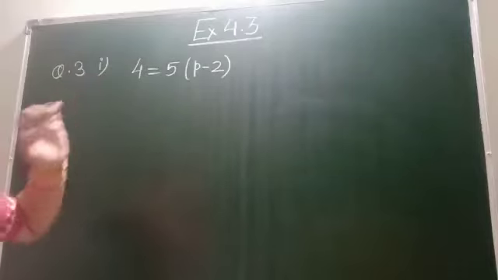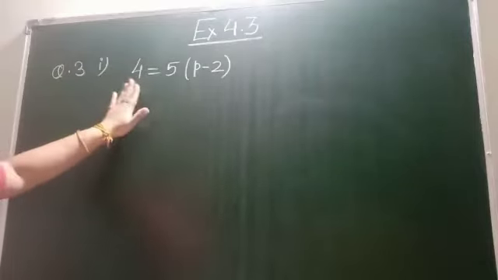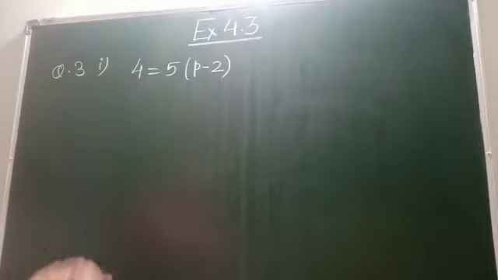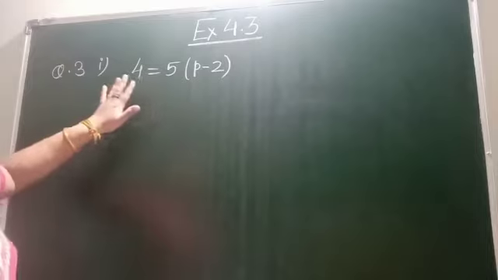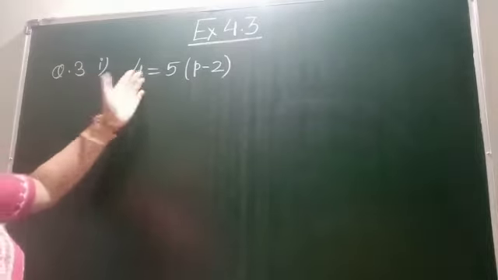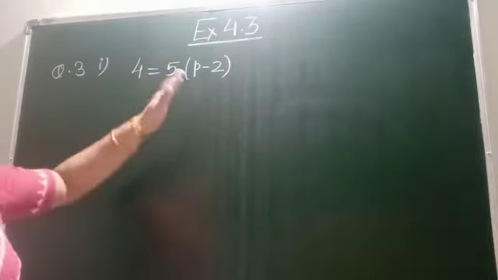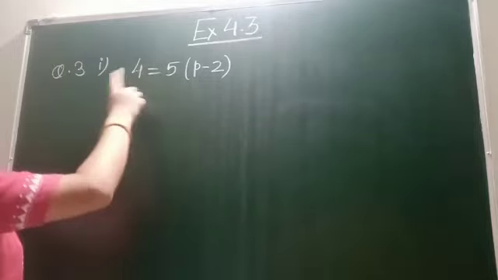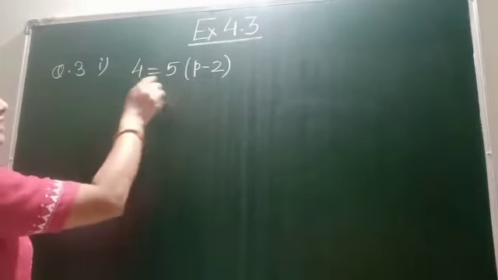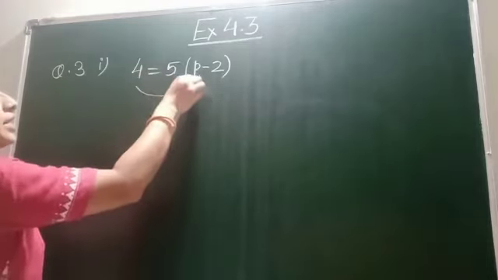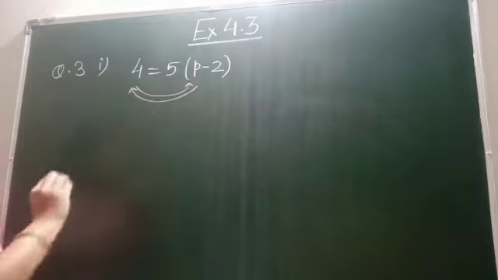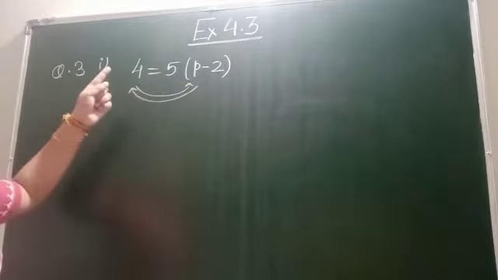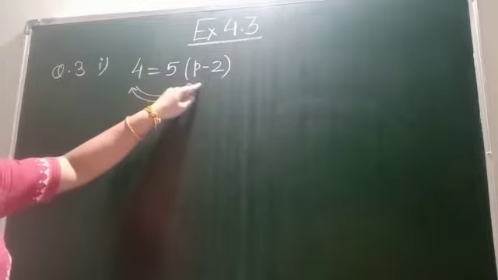Question number 3 of exercise 4.3 is, first part of this question is 4 equals 5 within bracket p minus 2. As you can see here, student, in this particular question the left hand side and right hand side are interchanged. So our first step will be to change the position of left hand side and right hand side. It means, as we learned previously, we can interchange the left hand side and right hand side.